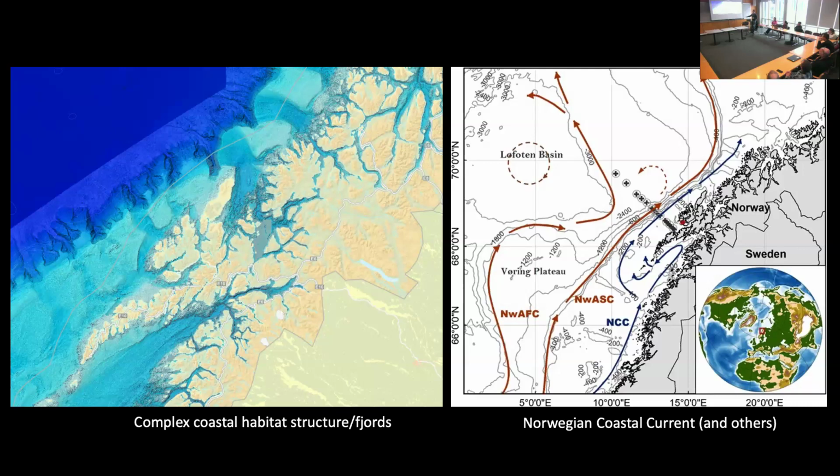And here in Norway, a similar system is the Norwegian coastal current, which runs along the coast. It helps distribute a lot of the coastal stocks along the coast, and that can help to mitigate these effects of the spatial structure on distributions.